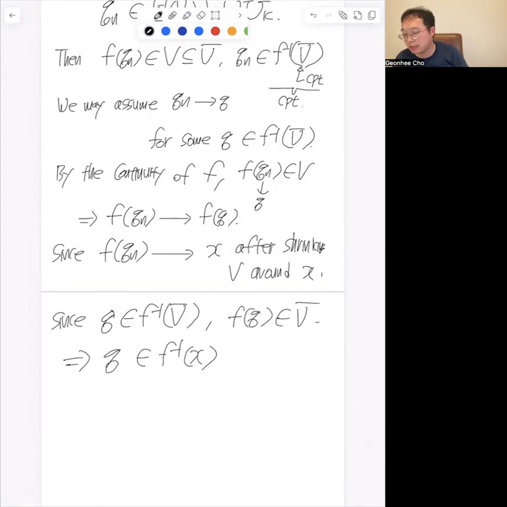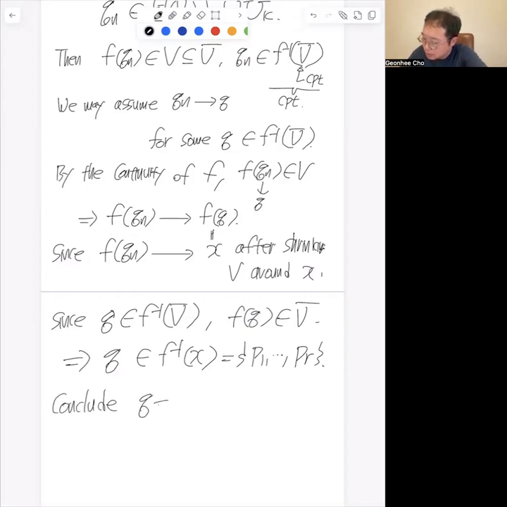There's no other possible choice because f of q sub n converges to f of q and also to x together. And this V naught, V closure should be possible to shrink as much as possible. So the only possible conclusion is that this Q must be inside of the fiber. Once we achieve this condition, we already said there are only finitely many points, say from p sub 1 to p sub r. So now we can conclude that Q must be p sub k for some k.